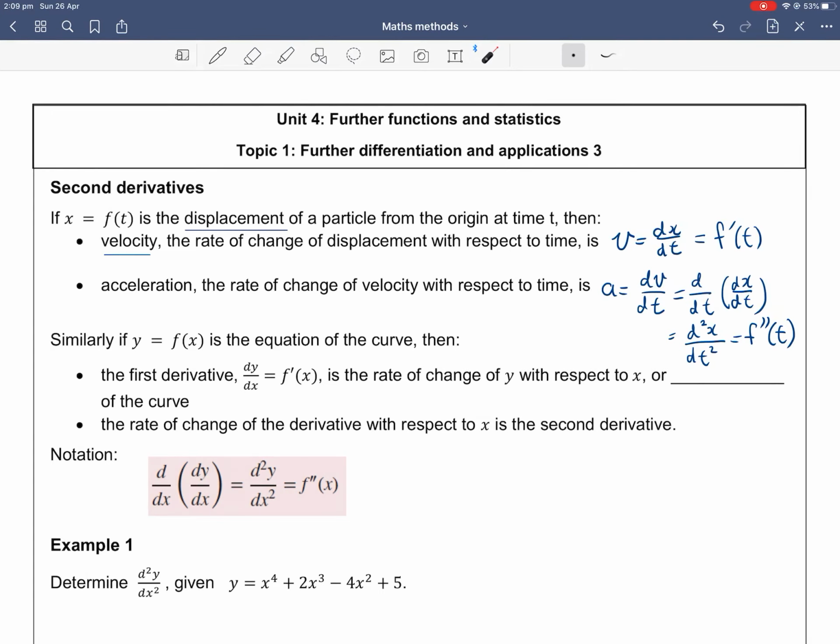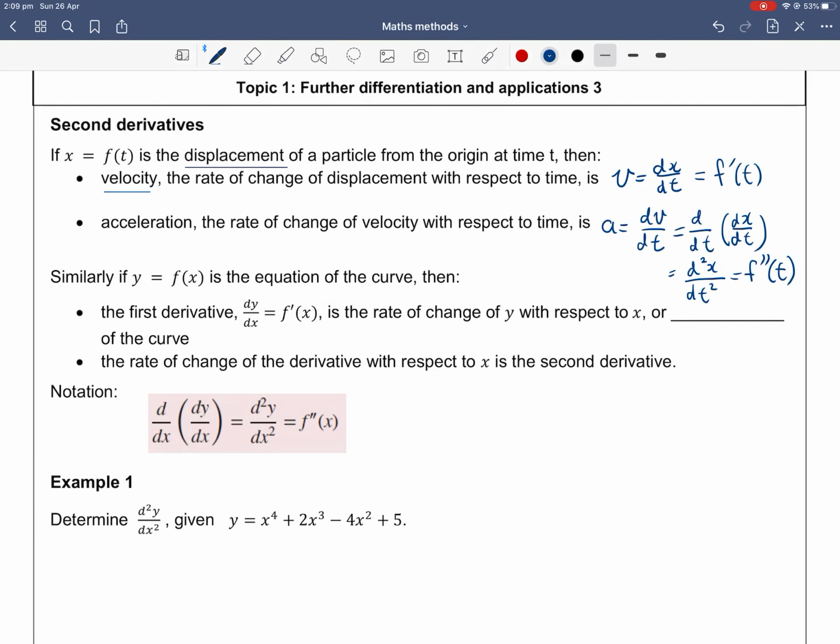In terms of algebra, you differentiate once, that's your first derivative, then you take that answer and differentiate again, and that becomes your second derivative. In terms of context, if your starting function is displacement, you differentiate once and it gives you velocity. If you differentiate that again, that becomes acceleration. So acceleration is the second derivative of displacement.